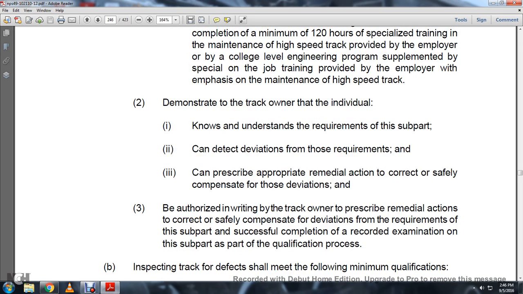track. 2. To demonstrate to the track owner that the individual 1 knows and understands the requirements of this subpart.